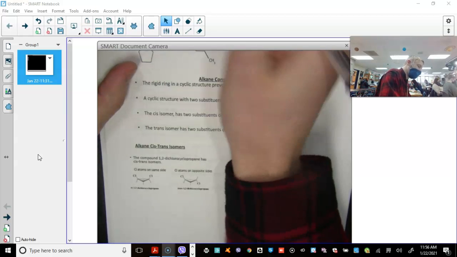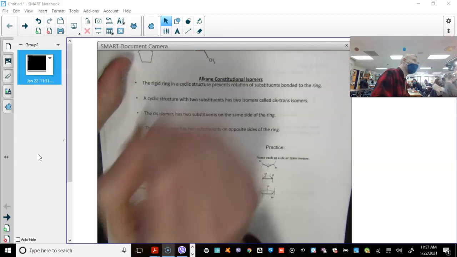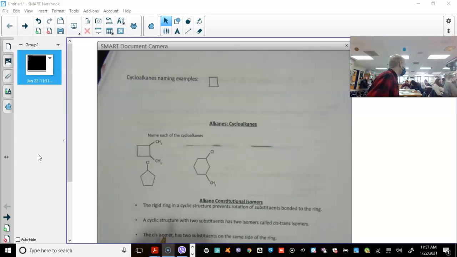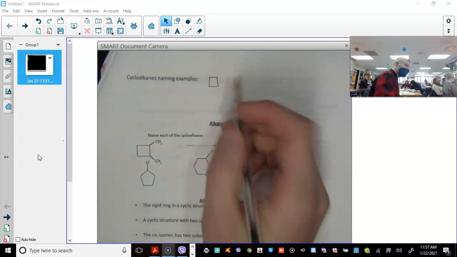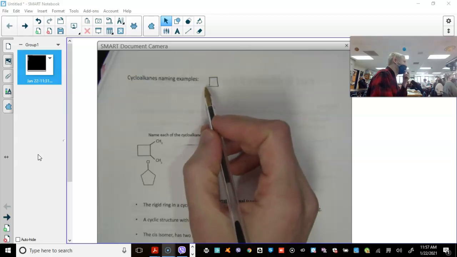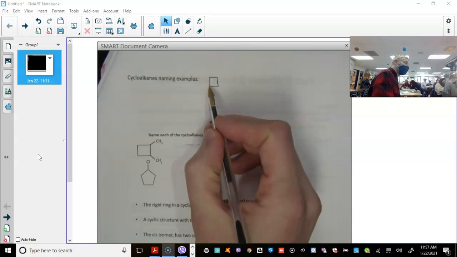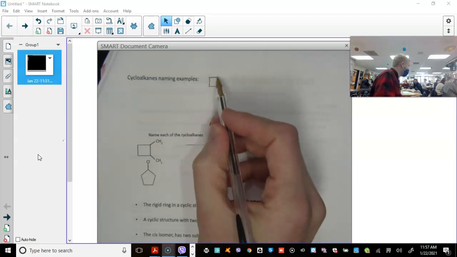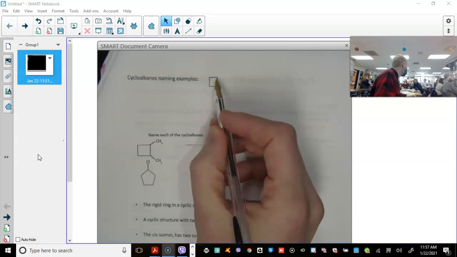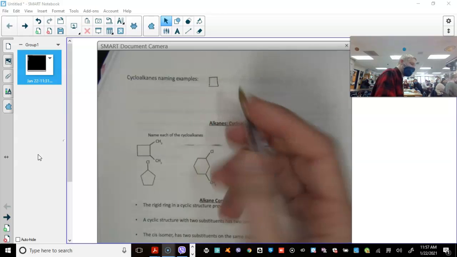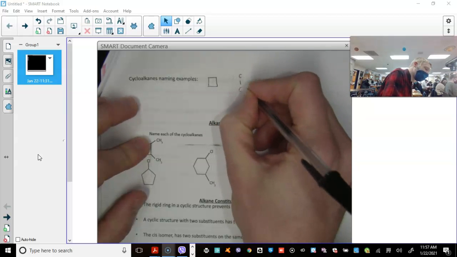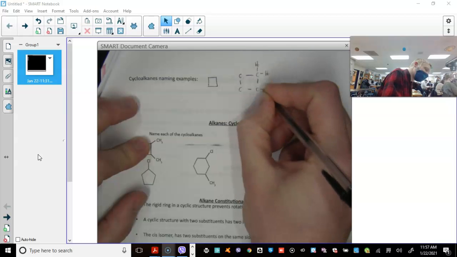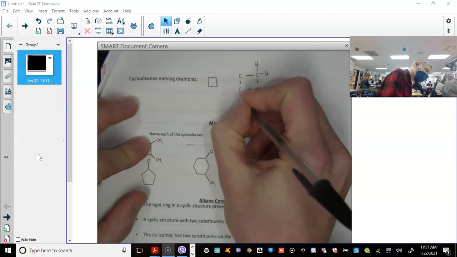Cycloalkane naming examples. Oh, I failed geometry. Yep, so that is a square, but if we're thinking line angle formula, each corner is a carbon. If it's a secondary carbon, it has 2 hydrogens. Primary carbon has 3. Tertiary carbon has 1 hydrogen. So let's put this another way. That's a lot to draw all this stuff. That's why line angle formula is way better.